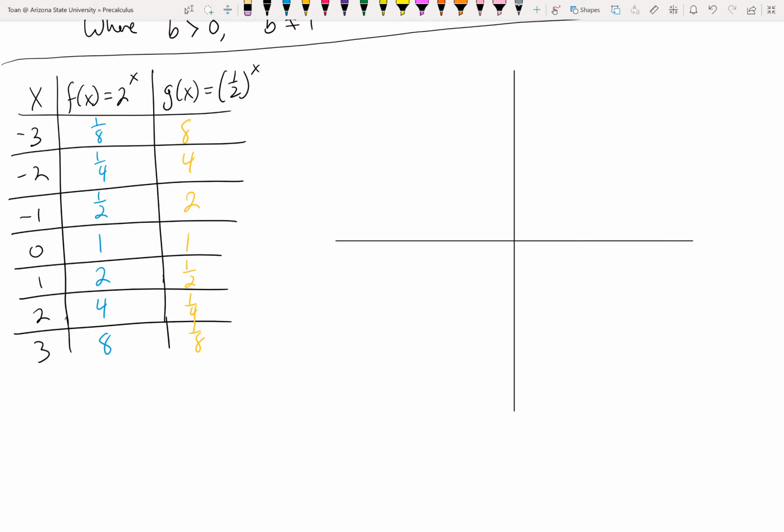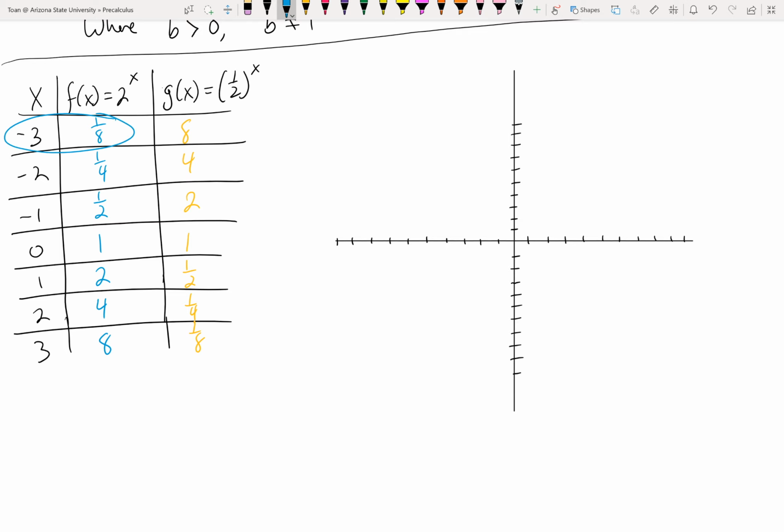So it looks like for the x values, I don't need a lot of x values, but let's just do a standard 10 by 10 grid. And we're just going to plot points.